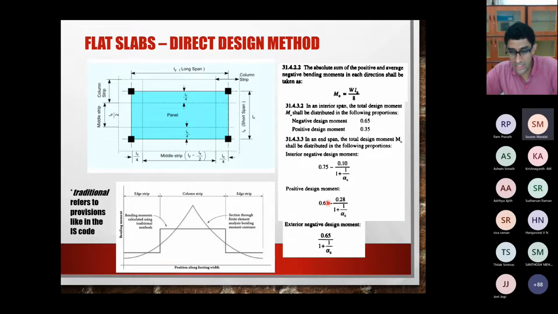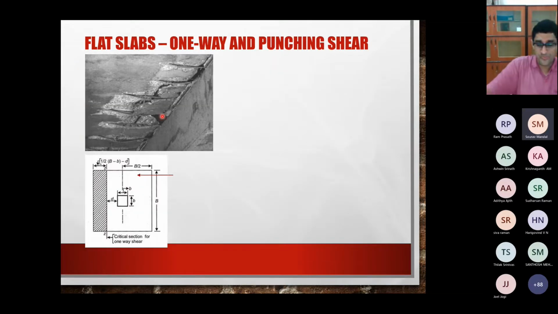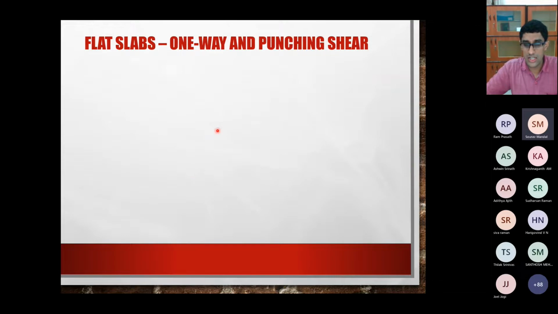You will use 0.65 and 0.55. Okay, I'll come to that. It's there somewhere else, and the code book will show it to you. So you have these simple coefficients that you can use. And finally, after deciding the bending moment, you will have to check whether the slab is safe in one-way and punching shear.